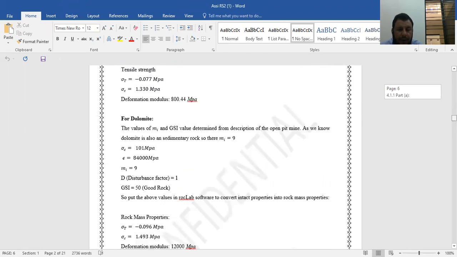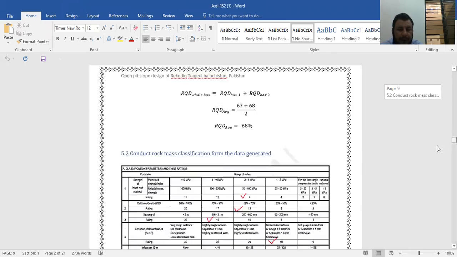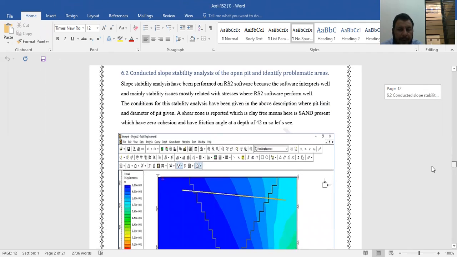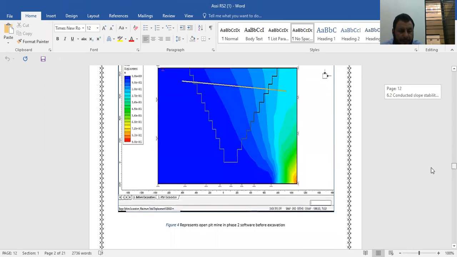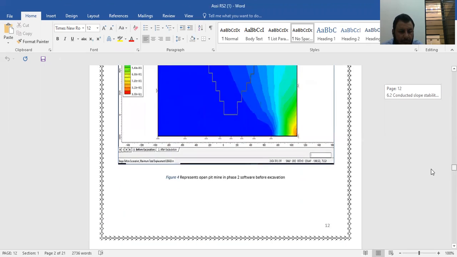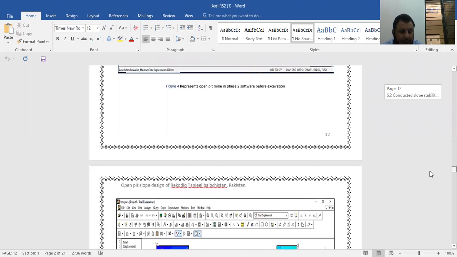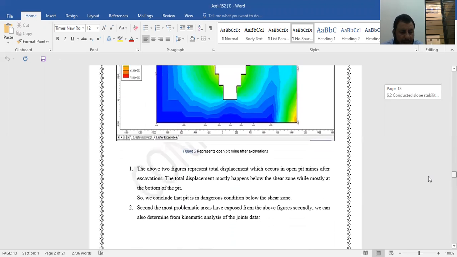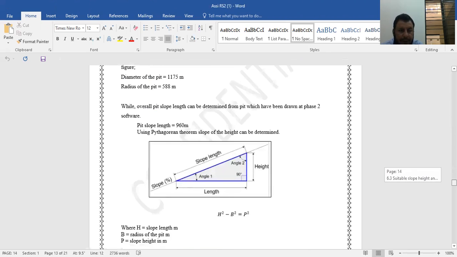Here this is the open pit taken from Google Earth, and this is the open pit excavated or made in the RS2 software. Therefore, the aim of any open pit design is to provide an optimal excavation configuration in the context of safety, ore recovery, and financial returns. Based on the above, these are the geotechnical engineering compromises which I have written at the end.